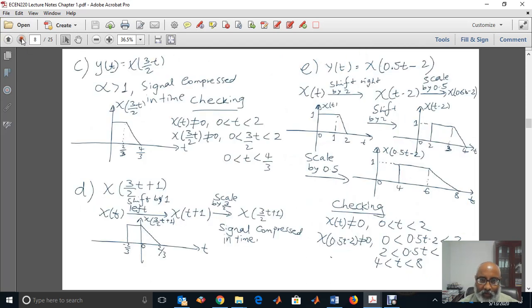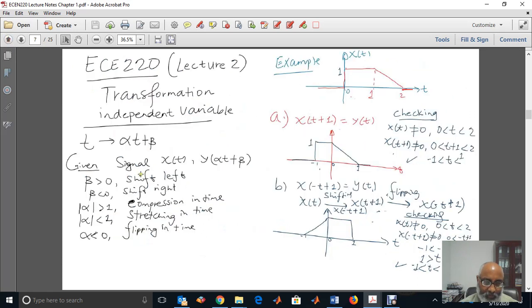All right, so this is x of minus t plus. What about if I am looking for y of t equals x of 3 over 2 times t? If you see here, alpha is greater than 1. From the original definition, remember, t is becoming alpha t plus beta. For this example, beta is 0 and alpha is 3 over 2. If alpha is greater than 1, what will happen?